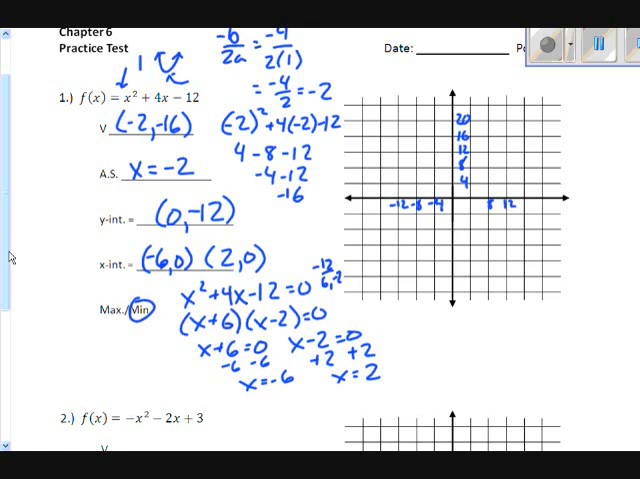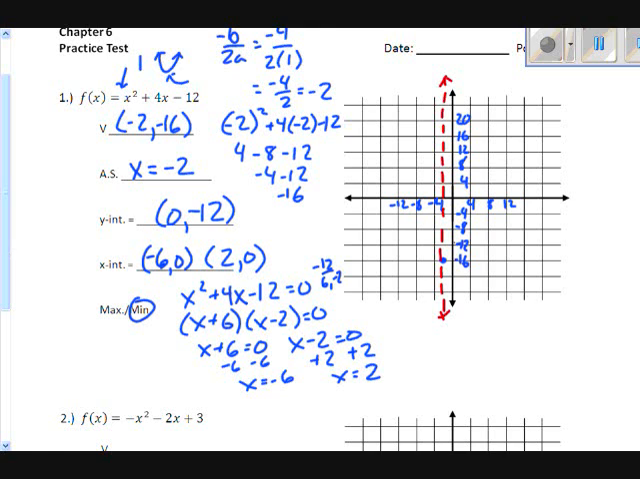It's a negative 4, that's a 4, negative 4, negative 8, negative 12. Just to clean this up a little bit. Now I'll plot this. There we go. So negative 2, negative 16 is right about there. The axis of symmetry, again, is the vertical dotted line where x equals the negative 2.